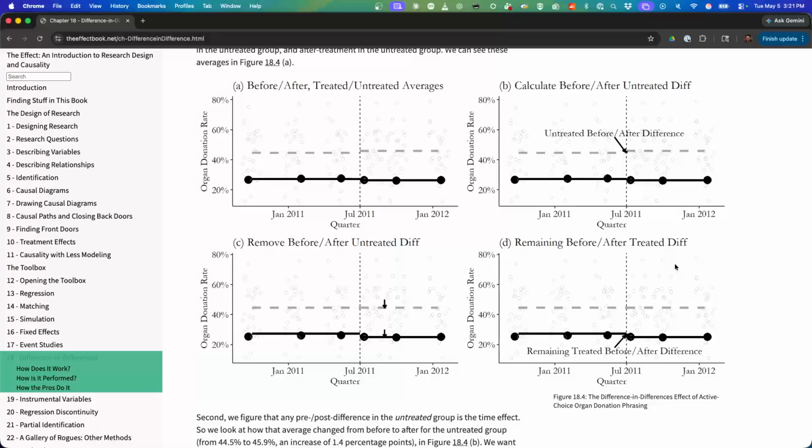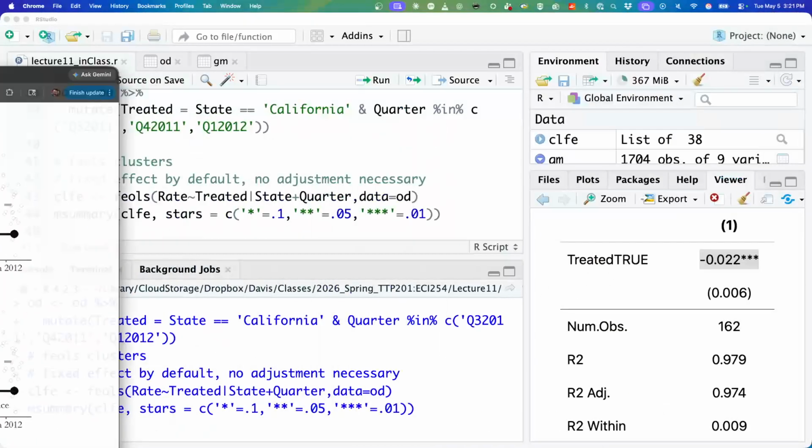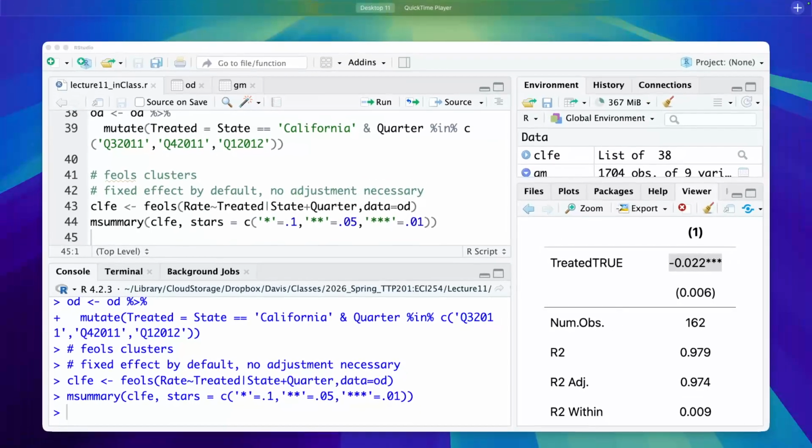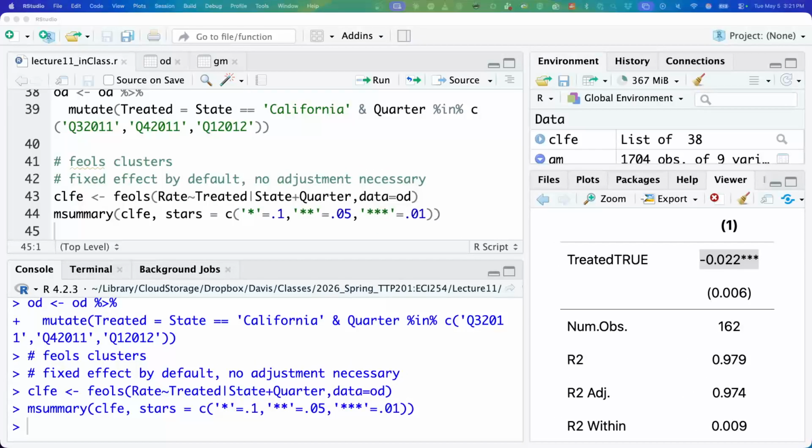We apply that increase to the final result of the California treatment, and that actually magnifies the decrease in the treatment effect, the loss or decrease in the organ donation rate. Okay? And yeah, that is differences in differences.